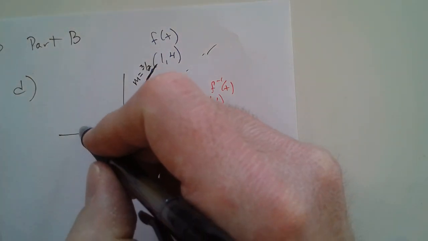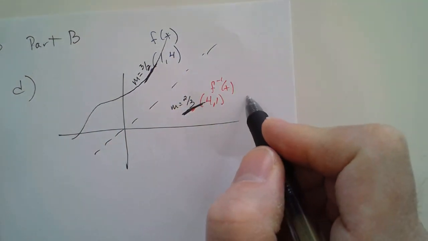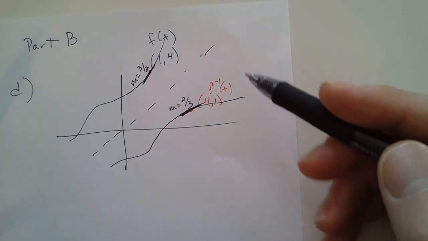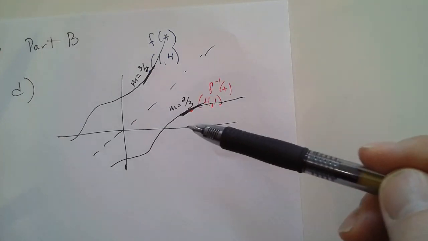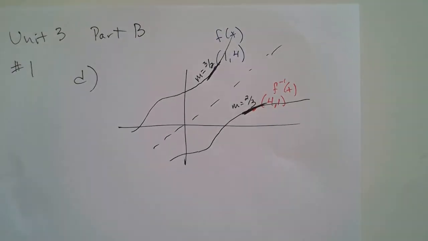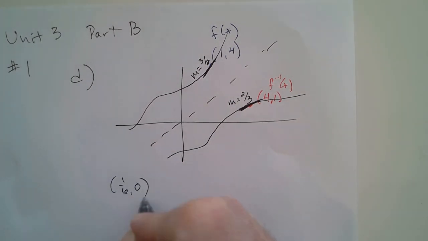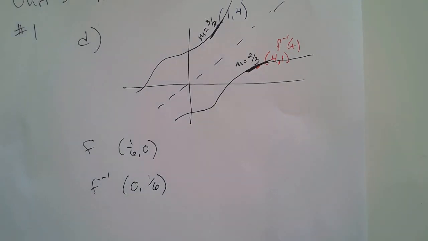So if the original function looked like that, then the inverse has to be symmetrical with the line y equals x, with reciprocal slopes. Okay, so in part D, we know that the original point is 16 comma 0. That is on f of x. So f inverse must have the point 0 comma 16.